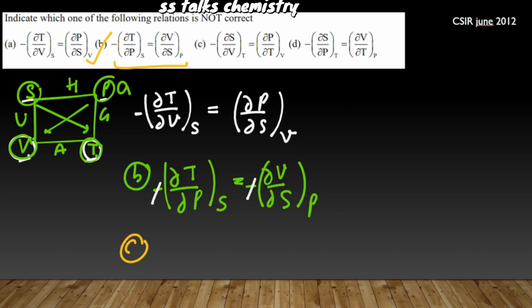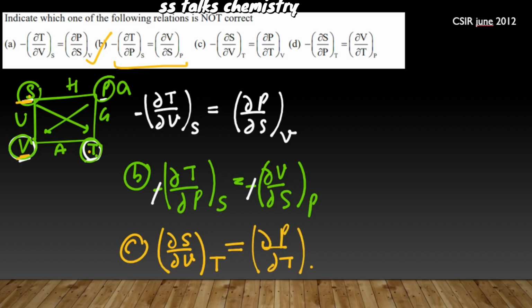Option C is for del S by del V. Opposite of the entropy is the temperature term. The arrow is going towards the temperature, so a positive sign will be there. This is equal to del P by del T at constant volume. The arrow is going towards it, so again a positive sign will be placed, but here a negative sign has been placed. So some misconception is there in the options. This also is incorrect, a negative sign should not be placed here. So the answer is either B or C.